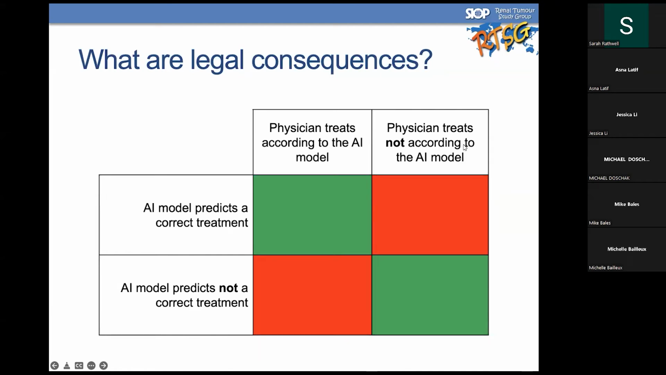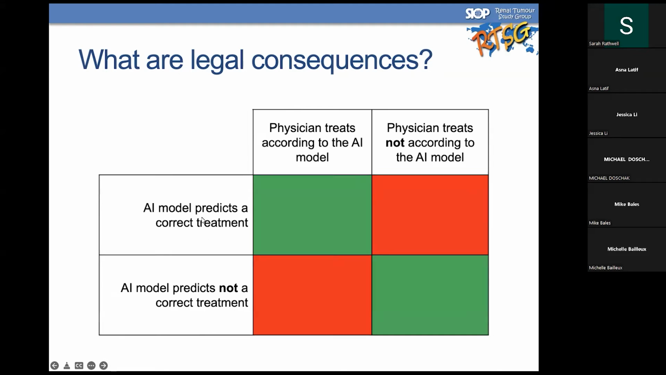I don't trust this AI model. I treat the patients according to my standard. Then the patient will have a poorer outcome. And the other way around, the AI model predicts not a correct treatment. The physician says, oh, this is modern treatment. This must be correct. And I treat my patient with what the prediction tells you. So what we need to think about, how do we solve this problem?